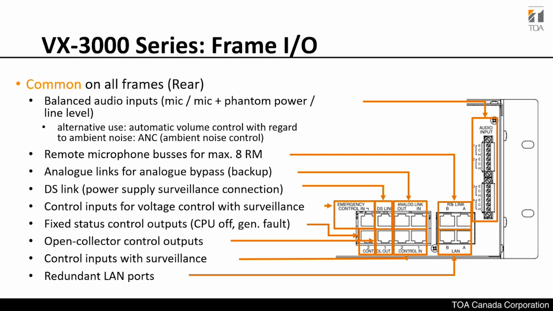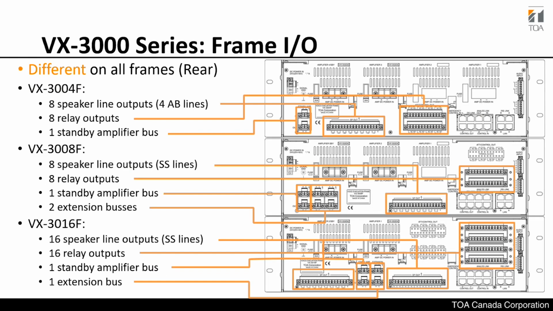And then, of course, we have two redundant LAN ports just in case one set conks out. I won't go through the minutiae of the individual frames because they have the same flavor. It's just the numbers that differ, and also the connectivity of each one. Over here, one has 8 relay outputs, the other has 16 relay outputs, and so on.